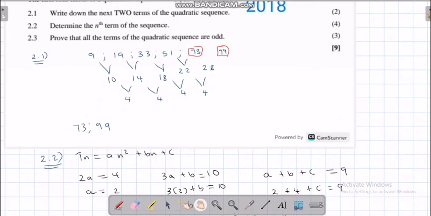Now let's check our next question. Our next question says: prove that all the terms of the quadratic sequence are odd.